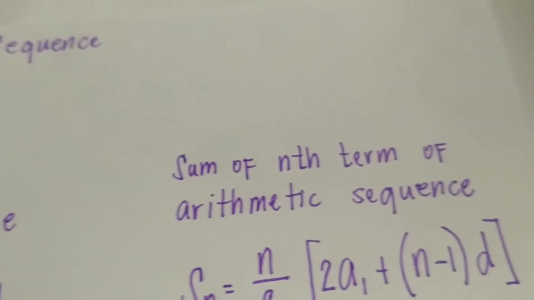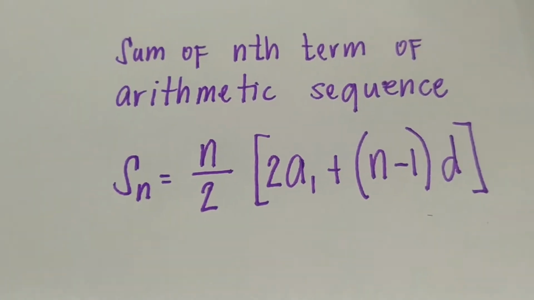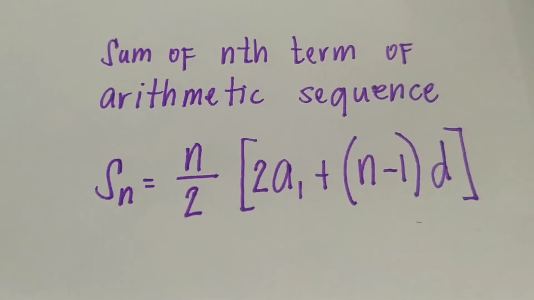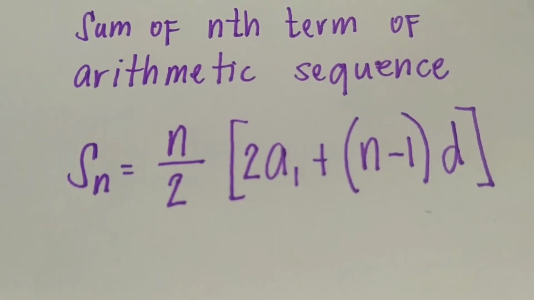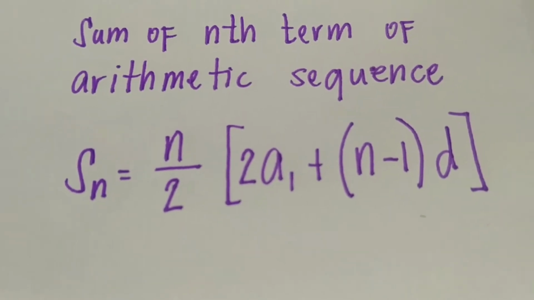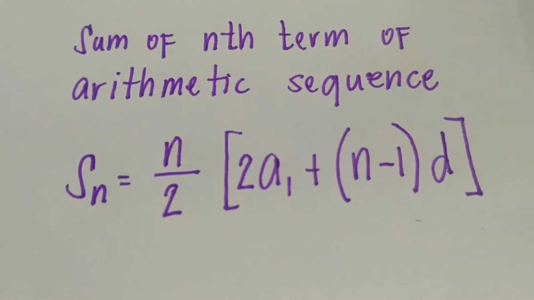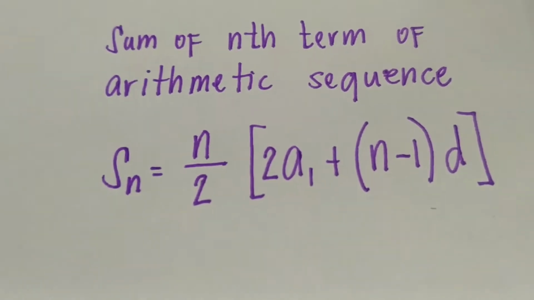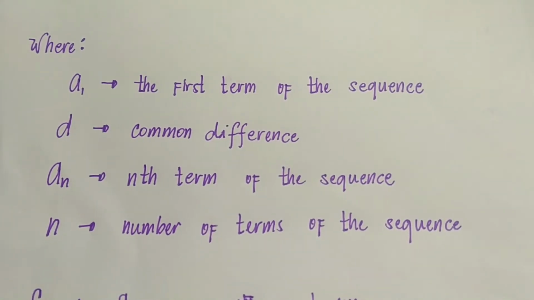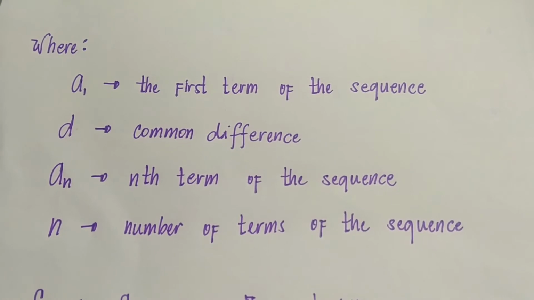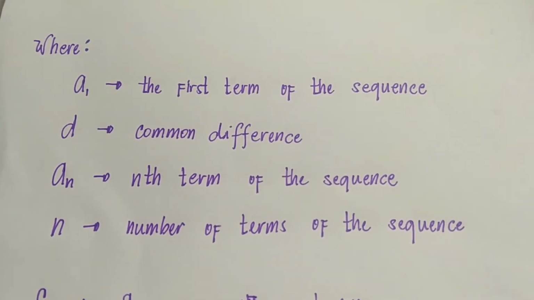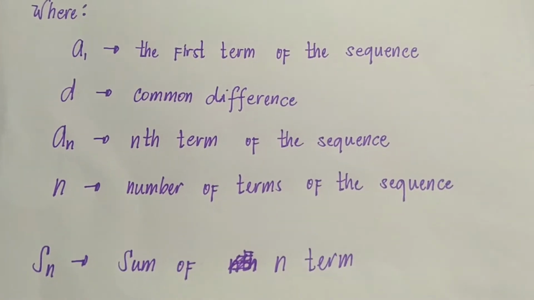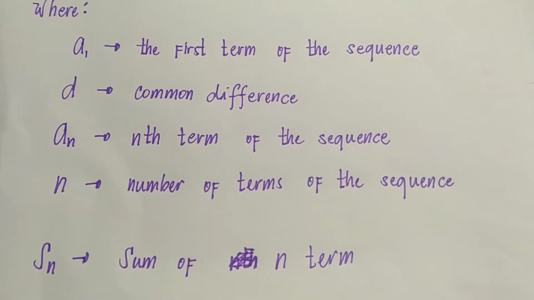To find the sum of the first n terms of an arithmetic sequence, we need this formula: Sn is equal to n over 2 times 2a1 plus n minus 1 times d, where a1 is the first term of the sequence, d is the common difference, an is the nth term of the sequence, n is the number of terms of the sequence, and Sn is the sum of n terms.